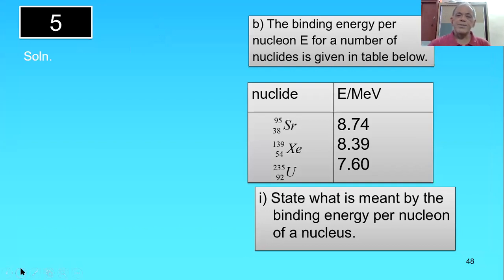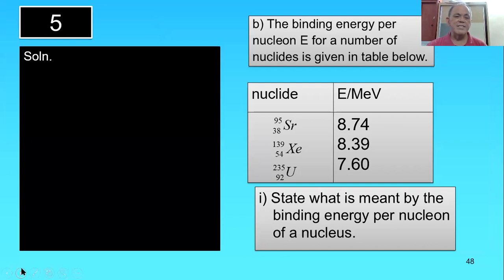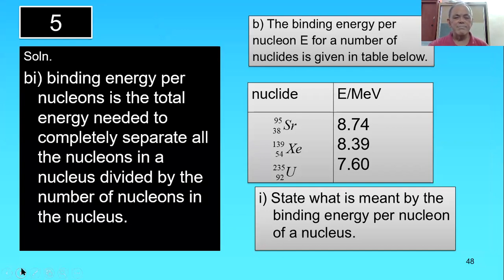The binding energy per nucleon E for a number of nuclei is given in the table below. State what is meant by this. They will ask you to define, so you have to memorize. Binding energy per nucleon is the total energy needed to completely separate all the nucleons in the nucleus divided by the number of nucleons in the nucleus. Okay, remember these are all binding energy per nucleon.